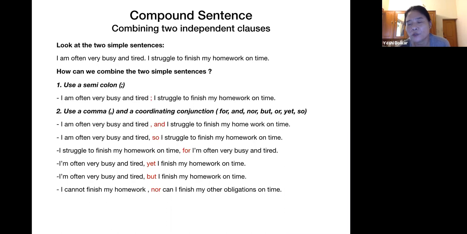See how I joined with nor, but in this case, I used two different simple sentences. I made it negative. Negative, nor. I cannot finish my homework, nor can I finish my other obligations on time.